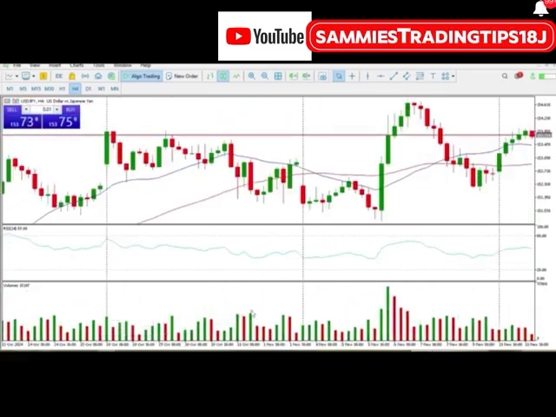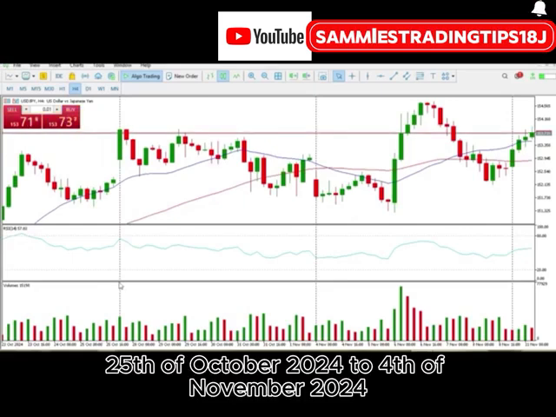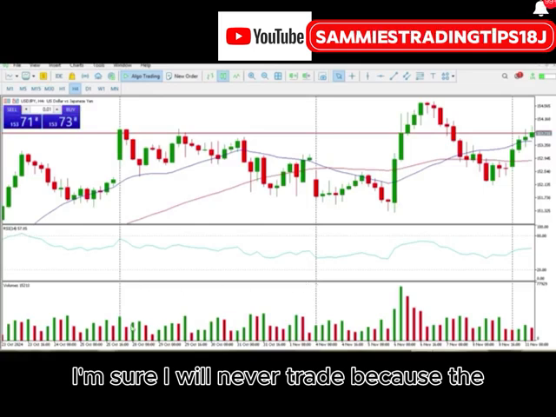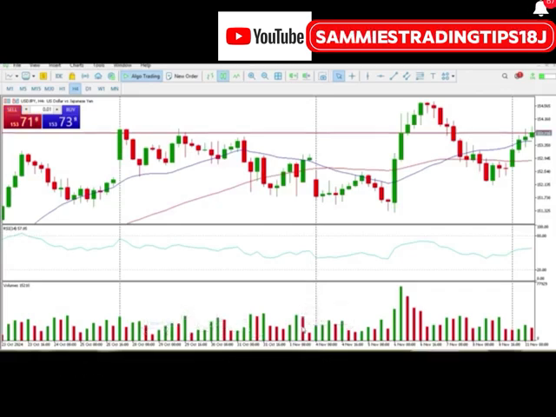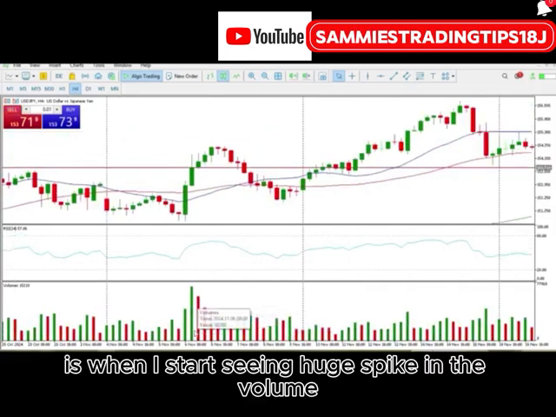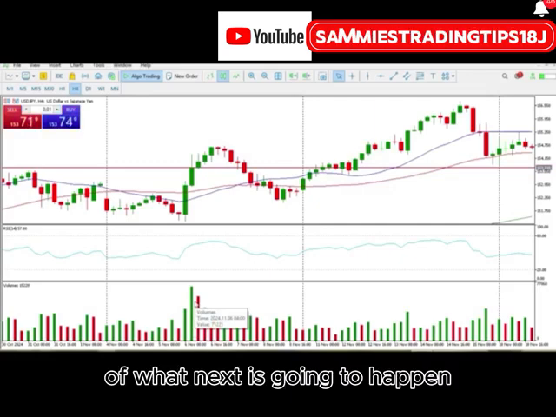When I see something like this, look at this area, from the 25th of October 2024 to the 4th of November 2024, I'm sure I will never trade, because the spike in the volume is so low. Definitely I will never trade. The only time I will start thinking of trading is when I start seeing a huge spike in the volume. Then it gives me a confirmation of what is going to happen next.